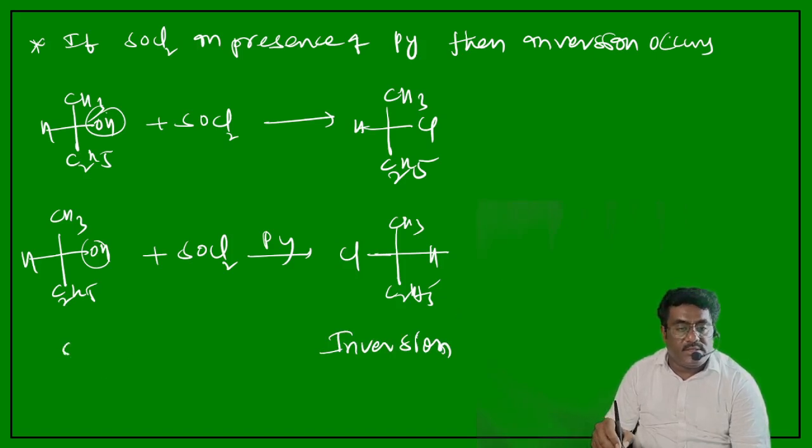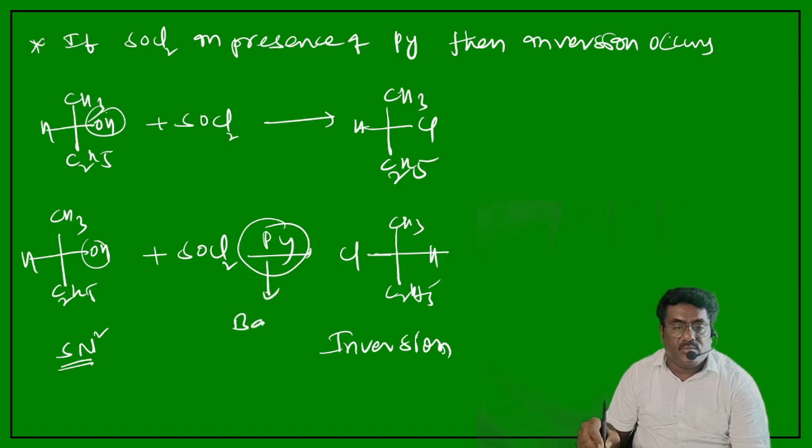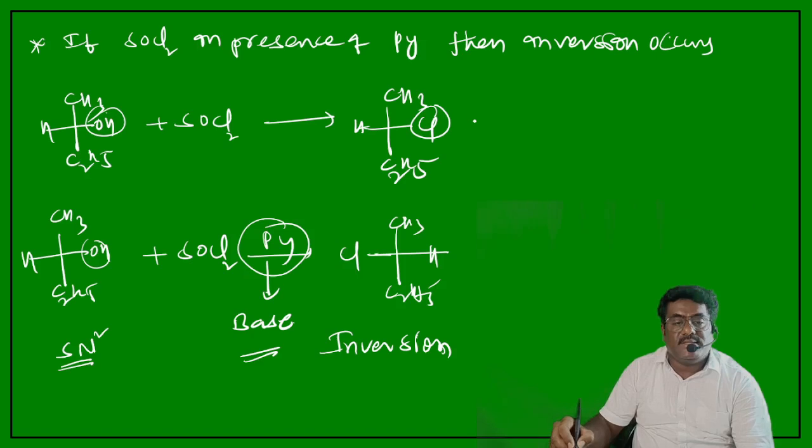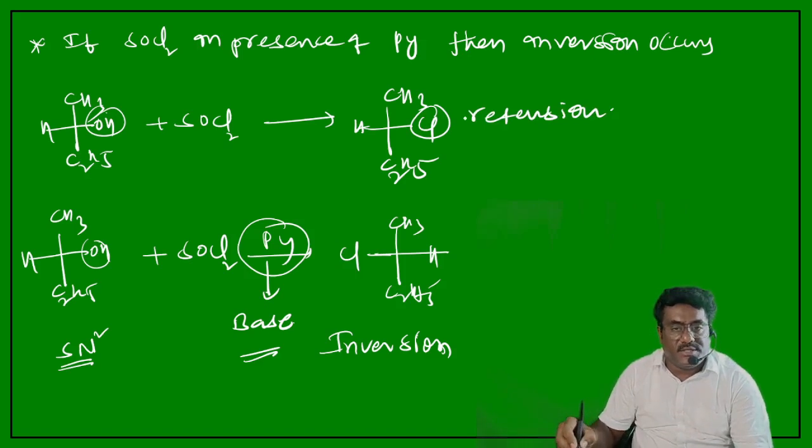It is like SN2, with pyridine acting as a base. Without pyridine, what type of product is it? It is retention. Retention means same side attack. That is a retention product. Have a look at the next reaction.